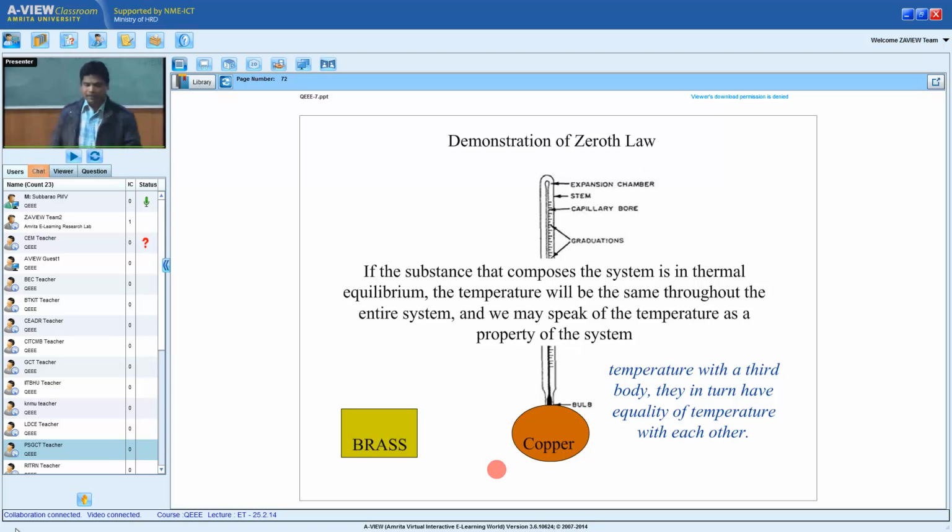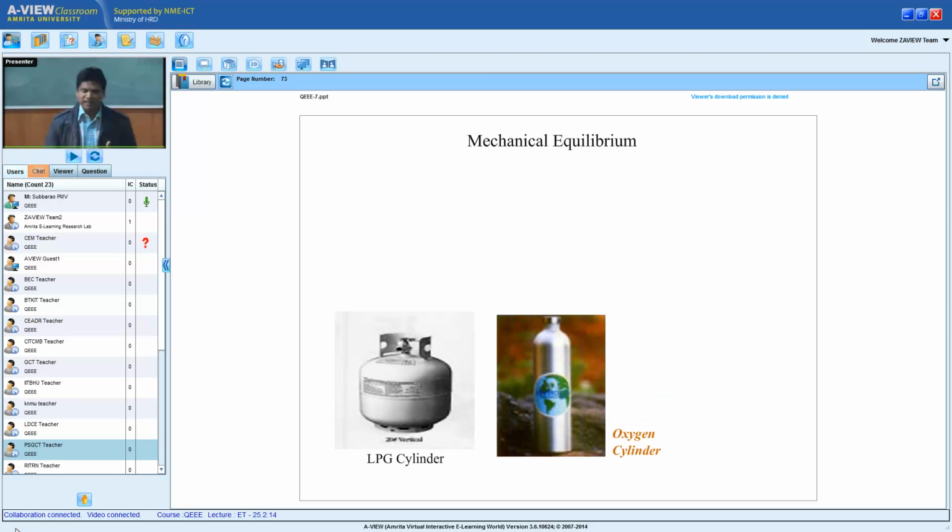Finally, Zeroth law says that if the substance that composes the system is in thermal equilibrium, the temperature will be the same throughout the entire system, and we may speak of temperature as the property of the system. Very important. If the temperature varies within the body, then you cannot say that this is the temperature of the body. You can say that locally the thermometer is in equilibrium with only this part. Another part is having some other temperature. So very important: Zeroth law talks about the uniformity of temperature of a body, not only human, many things also. Only in this part, this thermometer is in equilibrium. When I change this one, same body, another part, the equilibrium condition is changing. Means the body temperature is not uniform. Very important.